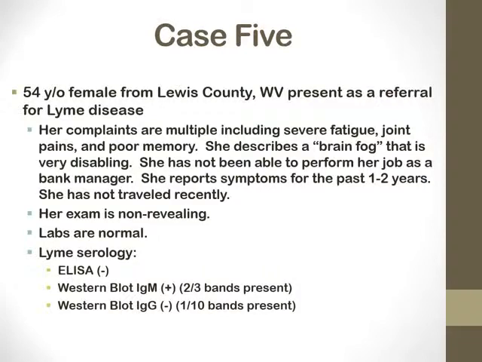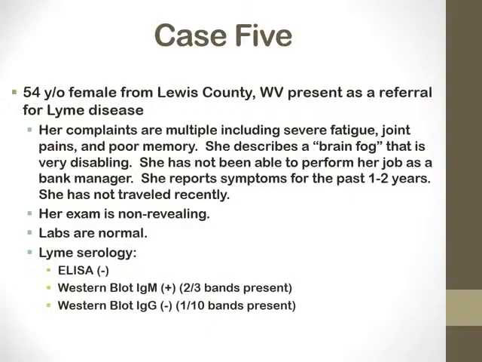The last case I have is a 54-year-old from Lewis County, West Virginia, that presented to us again as a referral for Lyme disease. She had multiple complaints, including fatigue, joint pains, and poor memory that she described as a brain fog that was very disabling to her. She wasn't able to perform her job at a bank. She reported her symptoms had been present for 1 to 2 years. She had not traveled. Her examination really was non-revealing.